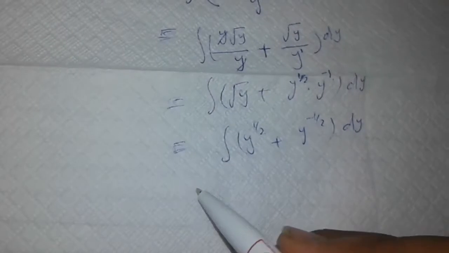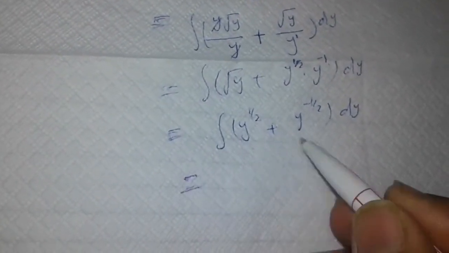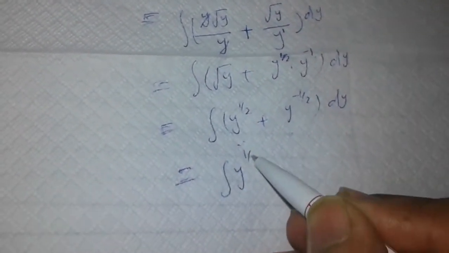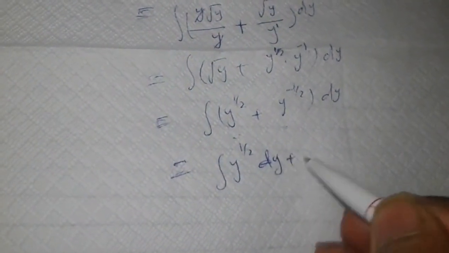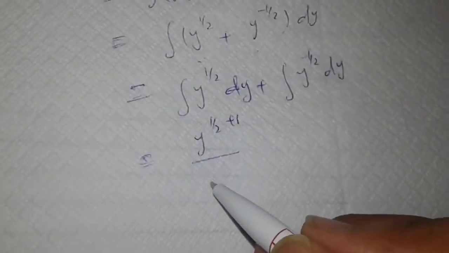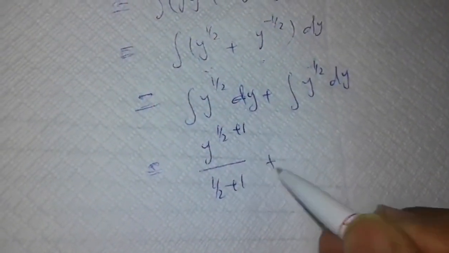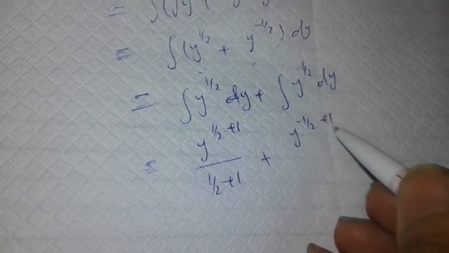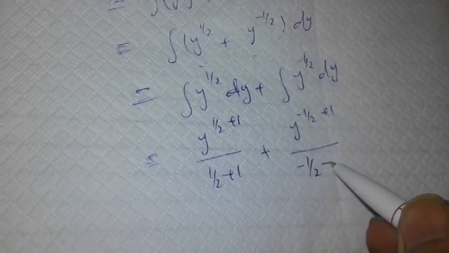So we can solve it easily by integrating these two terms separately. Integral y power 1 by 2 dy plus integral y power minus 1 by 2 dy is equal to y power 1 by 2 plus 1, adding one and dividing by the same new power, plus y power minus 1 by 2 plus 1 over minus 1 by 2 plus 1, plus constant of integration.